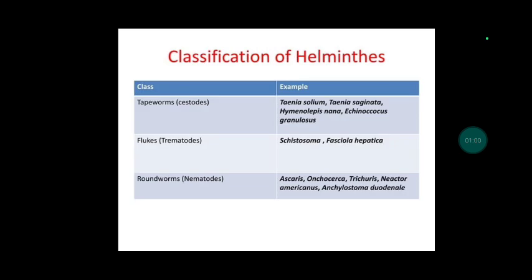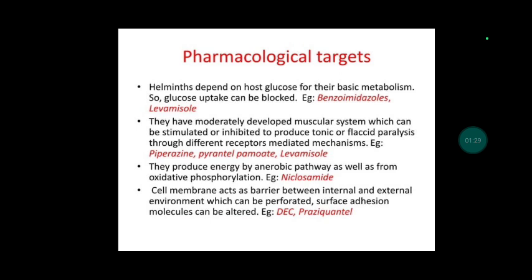Okay, now let's see the classification of helminths. So there are three classes: tapeworms, flukes, and roundworms. Tapeworms are cestodes. Examples of tapeworms are Taenia solium, Taenia saginata, Hymenolepis nana, and Echinococcus granulosus. Now what are the examples of flukes? That is trematodes, so Fasciola hepatica. And what are the examples of roundworms? Ascaris and Ancylostoma duodenale.